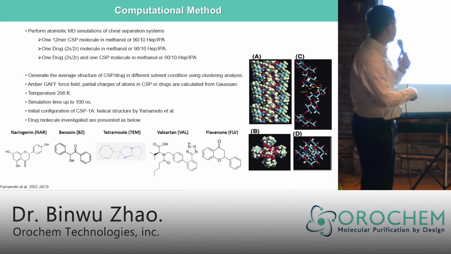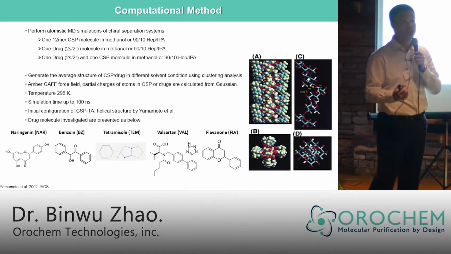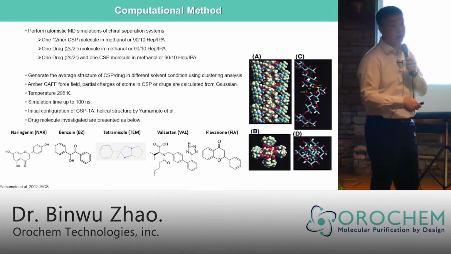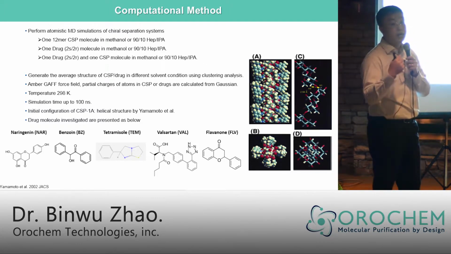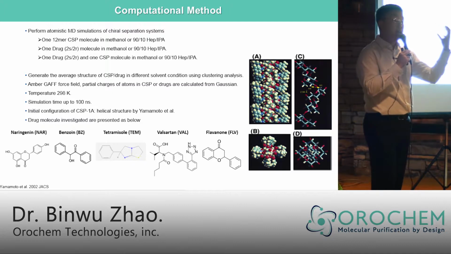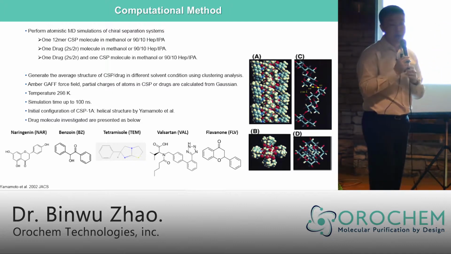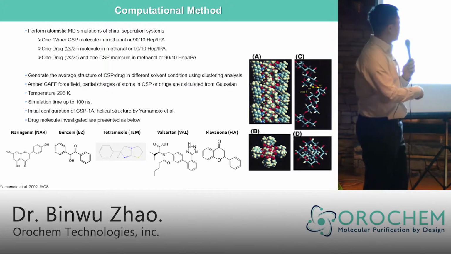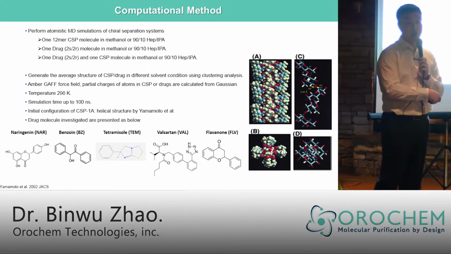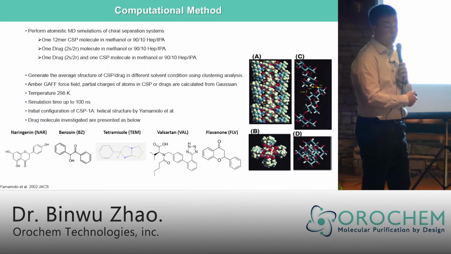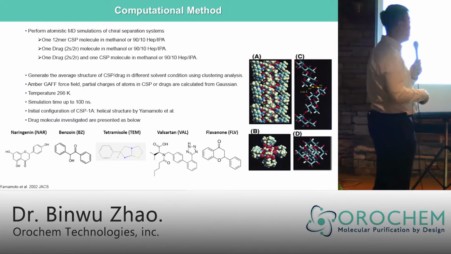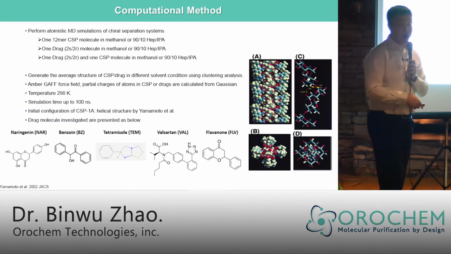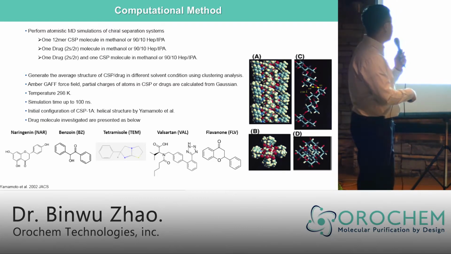So the initial configuration of CSP1A is a helical structure reported by Yamamoto in JACS in 2002. They reported the CSP has a left-handed helical structure in solution. And one of our targets is to see if we can validate the experimental observations, especially on the conformation of CSP, by seeing whether we can have the left-handedness in our CSP model. There are a couple of drugs that we are investigating here. We are looking at naringenin, benzoin, tetramethyl, valsartan, and flavanol.